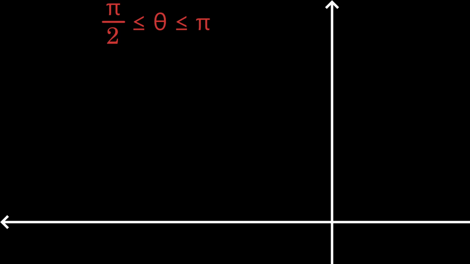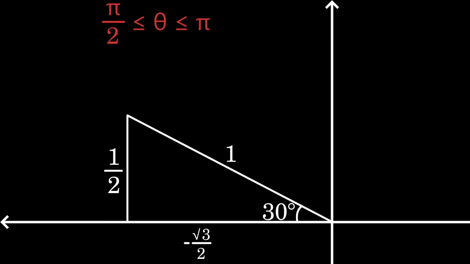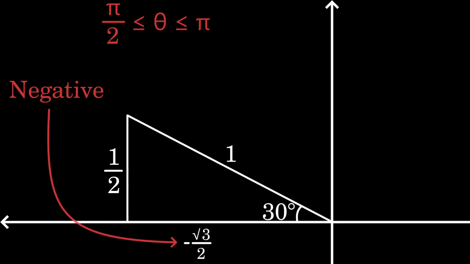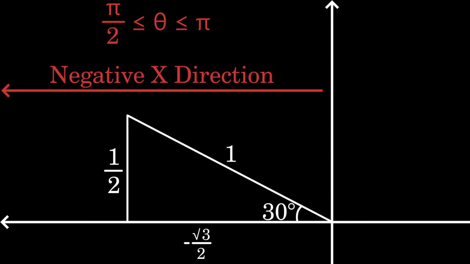Let's look at another quadrant where theta is greater than pi over 2, but less than pi. This is the second quadrant between 90 and 180 degrees. If we were to copy the triangle we had in the previous quadrant, not only would it be facing a different direction, but the bottom side is negative. Why do we have a negative side? That doesn't make any sense. Well, simply, we're going in the negative direction on the x-axis.